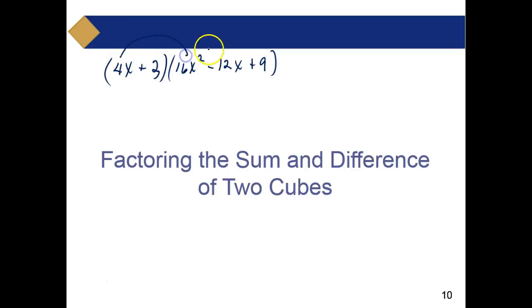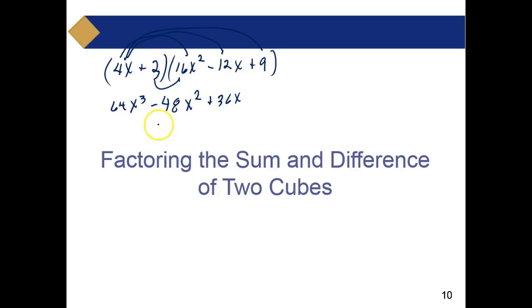It's first times first, and that would be, see your big numbers? 64x cubed. Then do the first times the second. And what would that give you? Minus 48x squared. Very good. And then do the first times the third. And what does that give you? Plus 36x. Okay, now we do the second times the first.